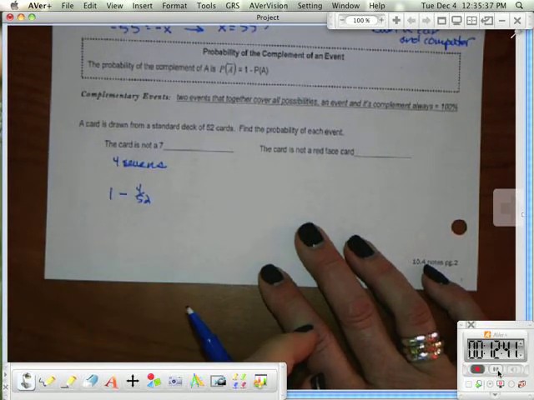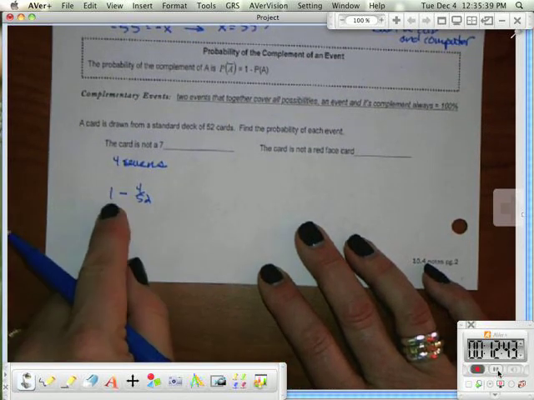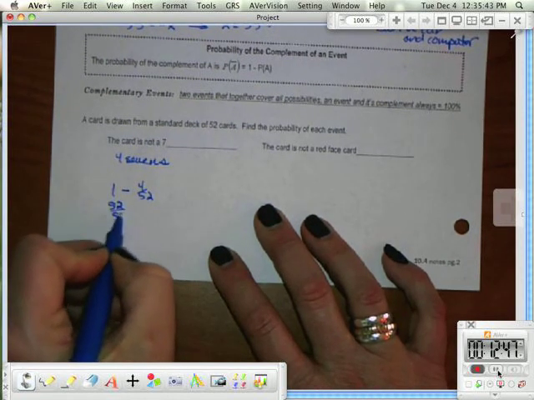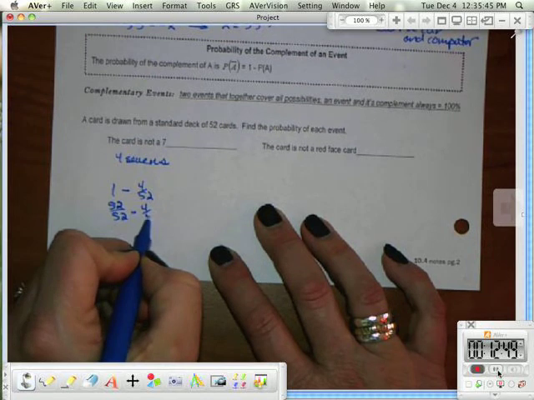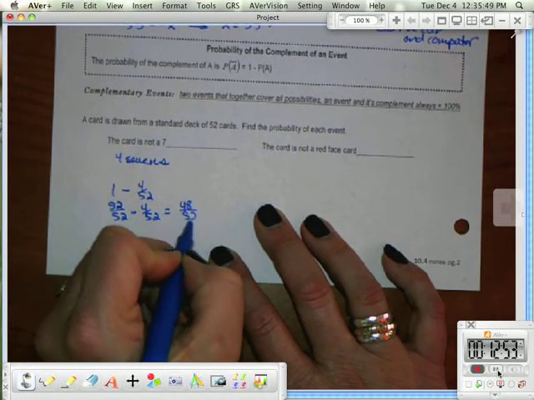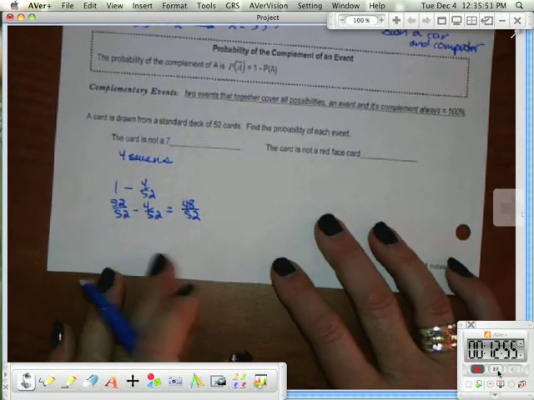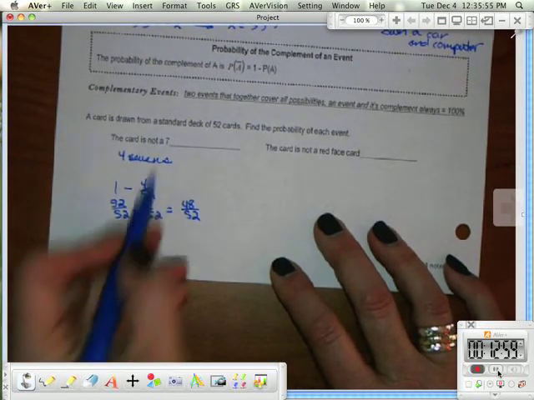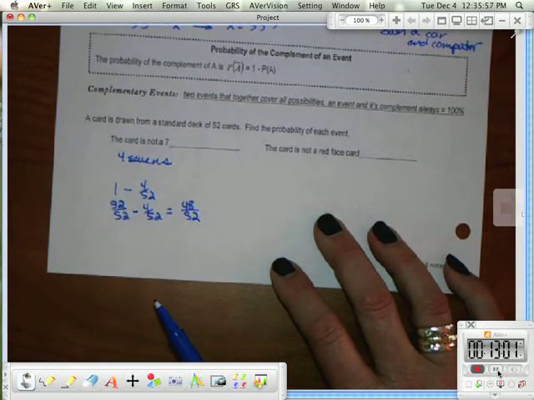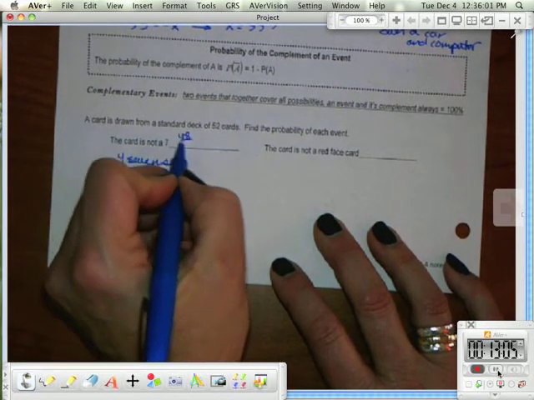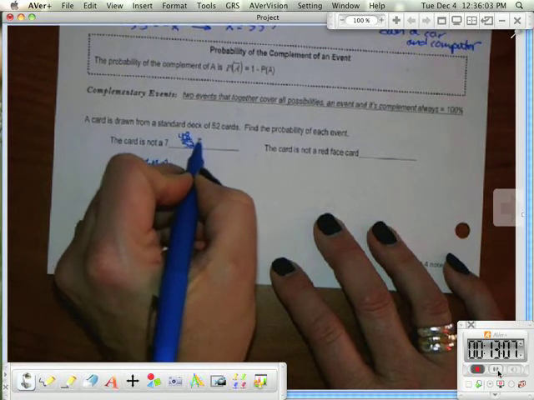Well, in order to do that, I have to have this in the same form as this. So it's actually 52 over 52 minus 4 out of 52 is equal to 48 over 52. And you say, well, why can't we write that right there? You could, but if it says use the complement, I got to see this work. So 48 out of 52 reduced is 12 out of 13.